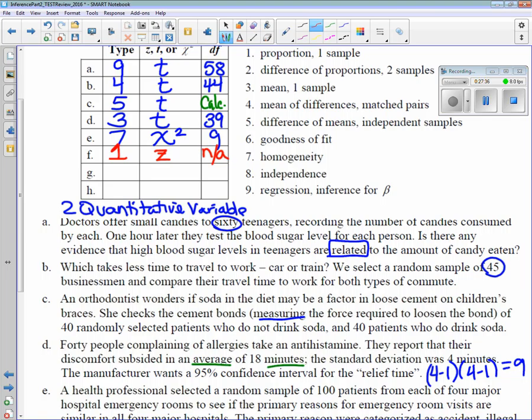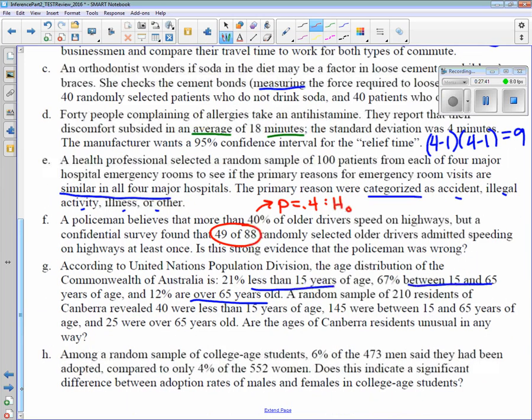All right, let's look at G. That's the one I skipped to. Sorry, Karen. I've got 3 categories. I have a historical population with percentages that I'm comparing it to, and I have my sample from Canberra. I've got 210 residents. Was it Canberra? I don't even know. Whatever.